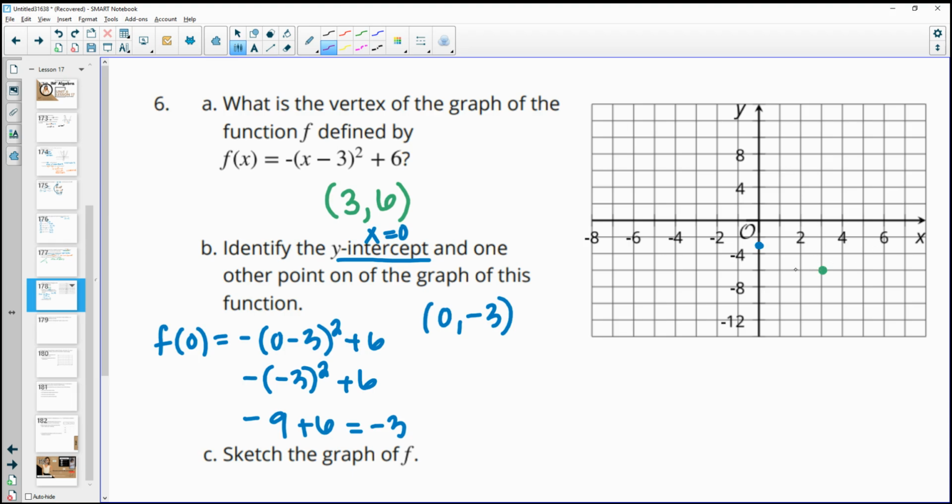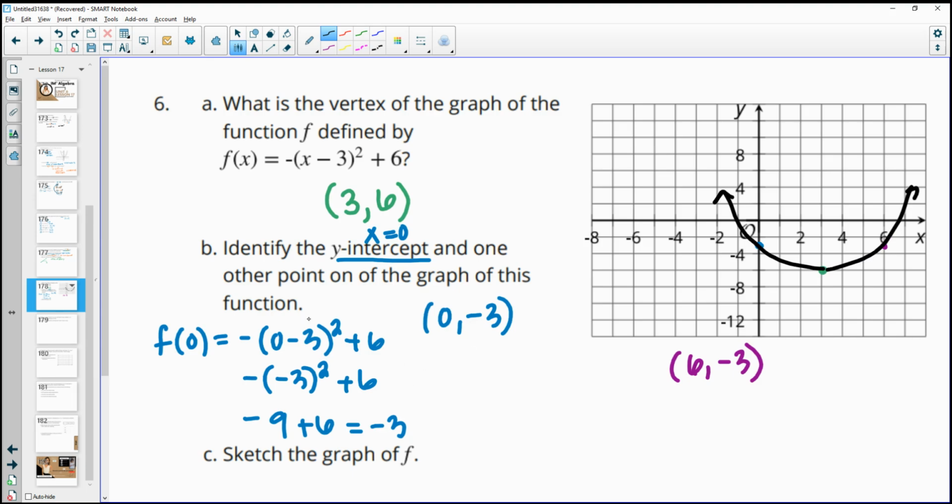So this is over 1, 2, 3, up 1.5 boxes. So over 1, 2, 3, up 1.5 boxes would be another point. That's the point 6, negative 3. Since we're counting by 2's on the y, this would be at 6, negative 1, negative 2, negative 3. So that's another point that we can plot. And then we can connect the branches here for our sketch.